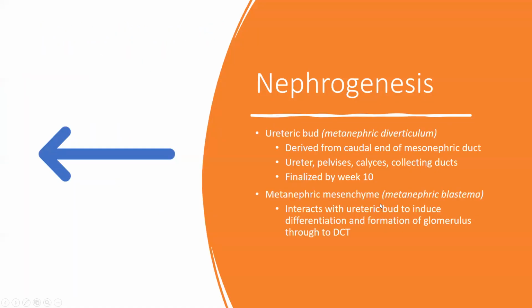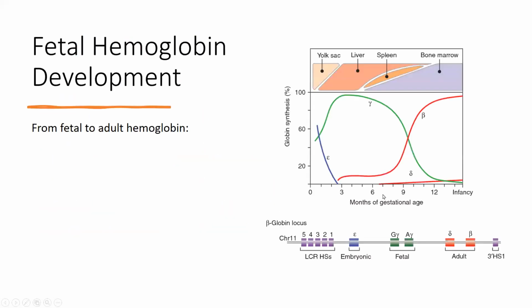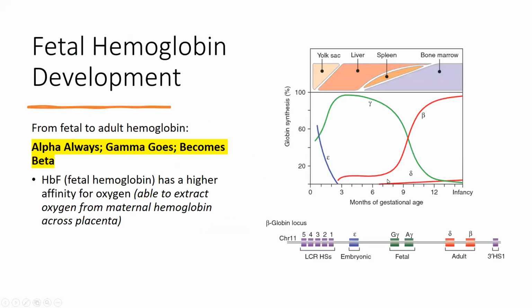So I think I have it all. Kidney development's there, and then blood flow here. My last slide is fetal hemoglobin. Alpha occurs always, gamma goes away, and everything becomes beta. That's how you remember fetal to adult hemoglobin: alpha always, gamma goes, bye-bye, becomes beta as an adult. If you remember that, you'll probably get most of your fetal hemoglobin questions correct.